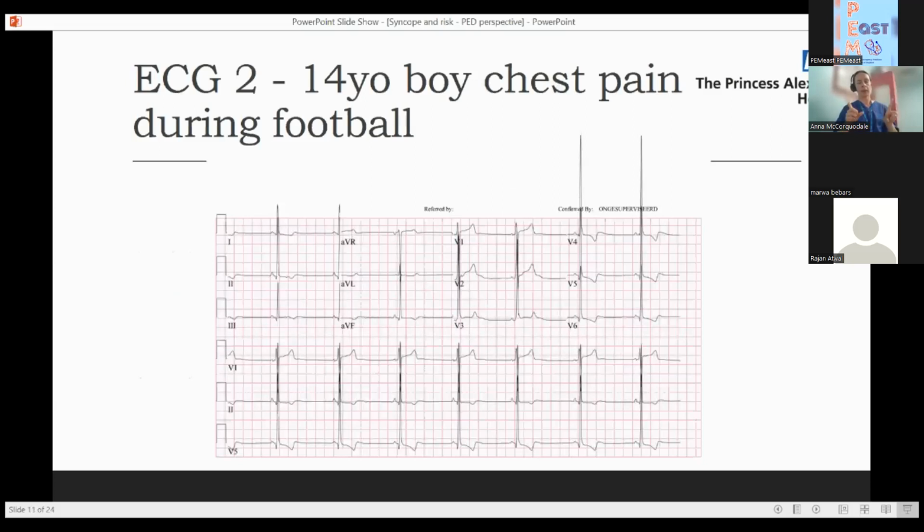Whistle stop tour, by the way, I forgot to mention that, around things I see in emergency. The next one is a 14-year-old boy who has chest pain during football. Now, I say chest pain, this is not really syncope, is it? So it lies in the face of the title of my talk. But actually, lots of these symptoms will come before or after feeling dizzy, and chest pain and palpitation is very common to hear.